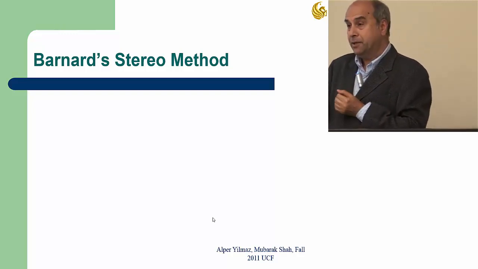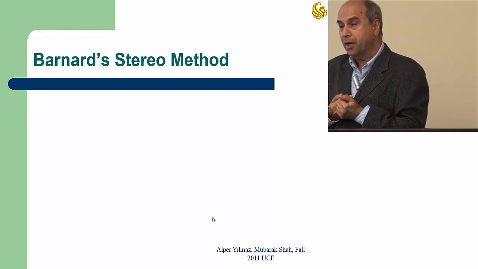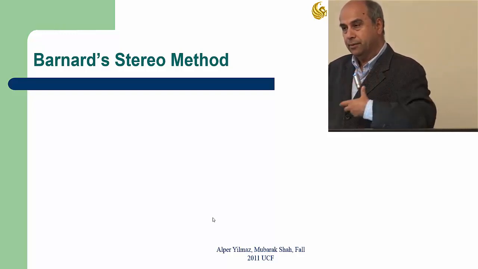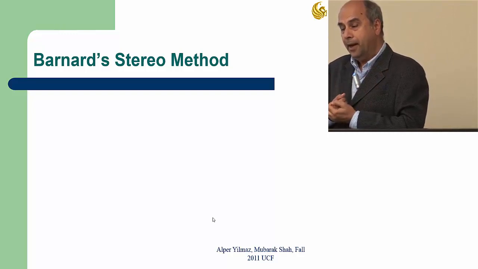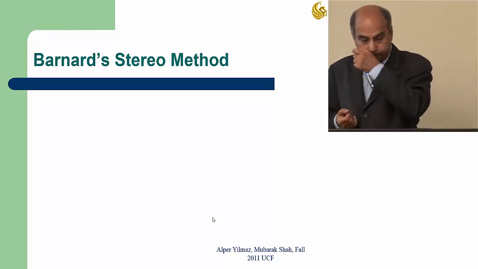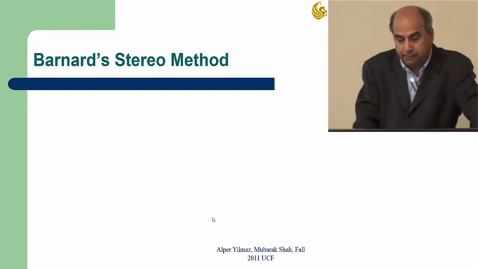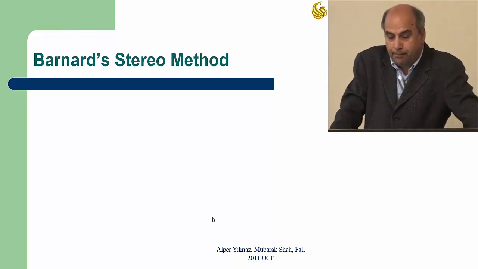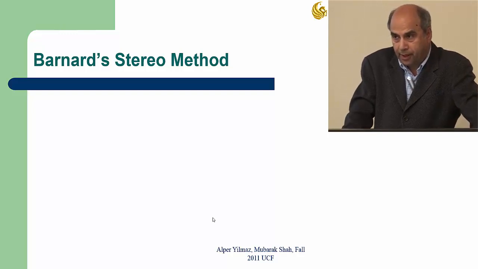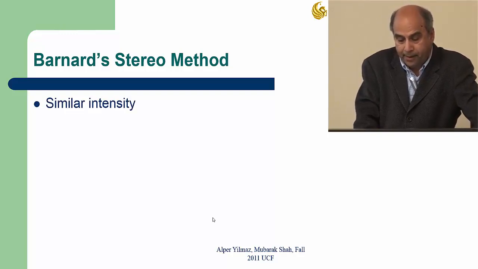So there are many, many stereo algorithms, because in general, it's not easy to find the match because there will be a lot of ambiguity. One of the earliest methods, which was very popular, is called Barnard's stereo method. We're going to talk about it, it's a very simple idea.